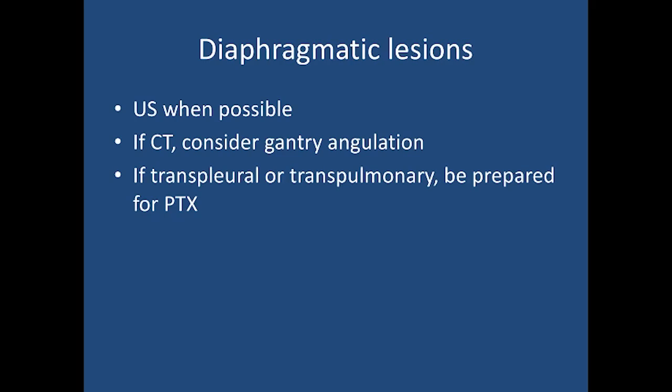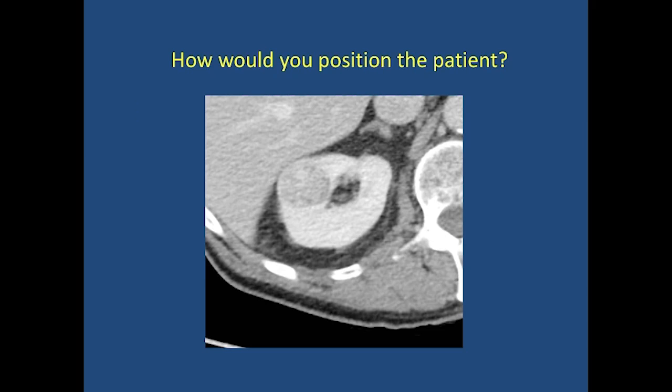When ultrasound imaging is not possible because the lesion is too small or it can't be visualized, CT guidance may be performed, and one may consider the use of gantry angulation, angulating the gantry so that the needle trajectory is such that it's going from caudal to cranial toward the diaphragmatic lesion itself. When a transpleural transpulmonary approach cannot be avoided, then just be prepared for pneumothorax, and this is where informed consent is important, and discussion with the patient regarding the potential need for a chest tube is required.